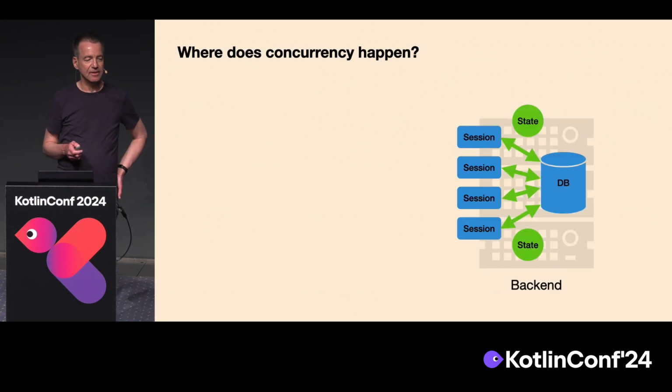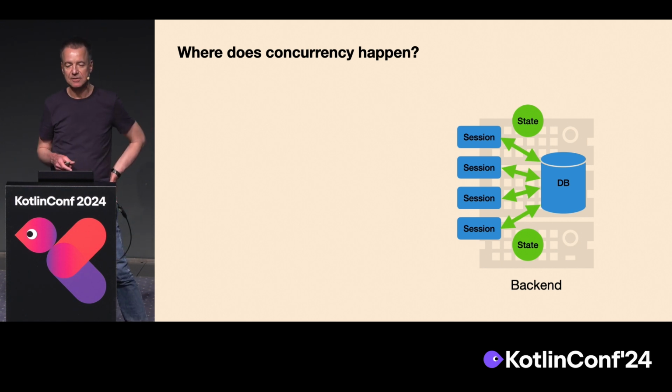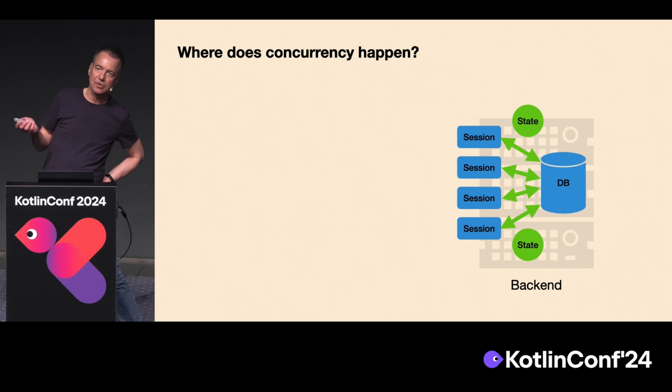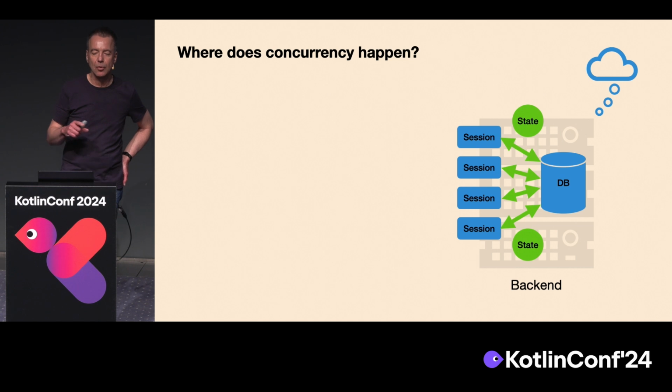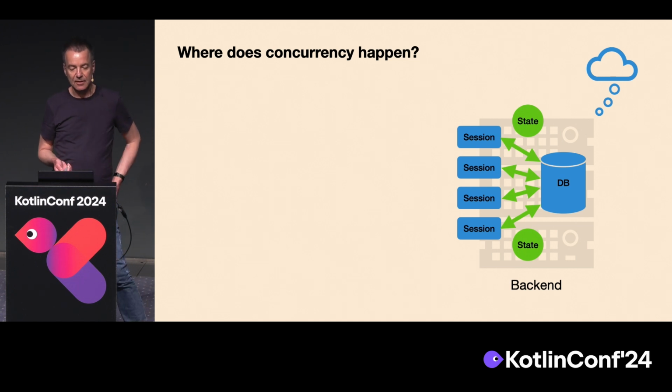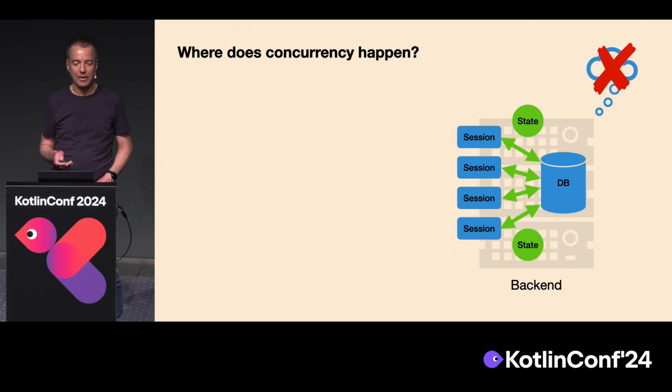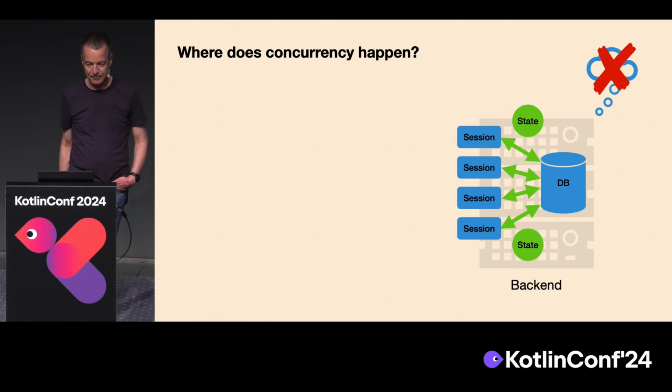So where does concurrency happen? Of course, everyone knows it happens in the backend. We have parallel sessions competing with each other for CPU and resources, accessing the same database and stuff. So everyone knows that one. And now you might think of microservices. And that's true. With microservices, it's even more concurrency. But the considerations for backend sessions also apply to microservices as well. So I won't be covering microservices in this talk.